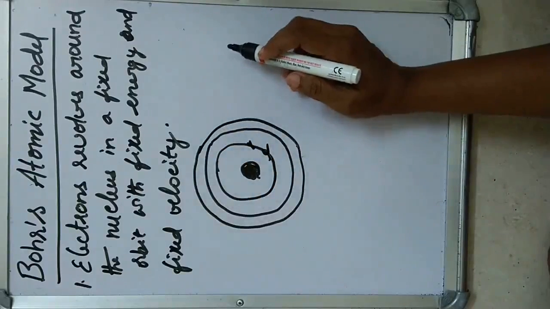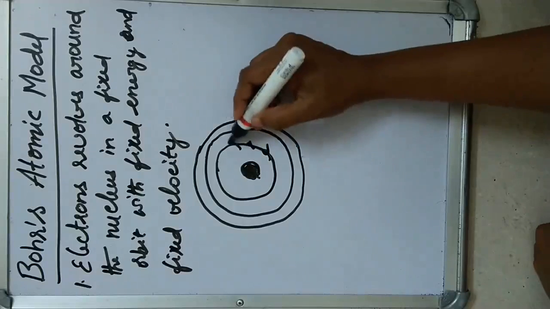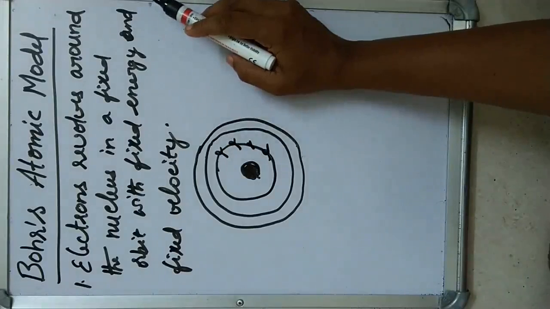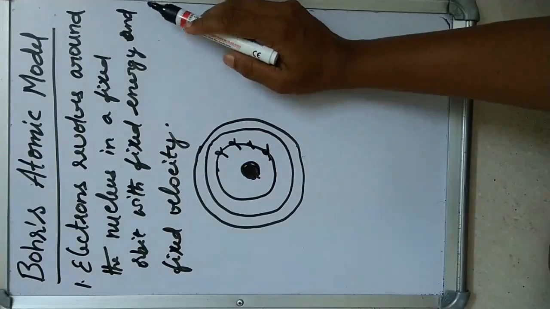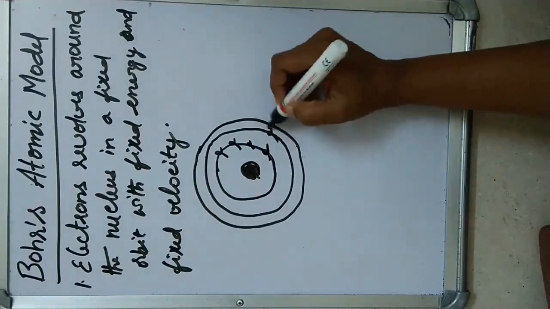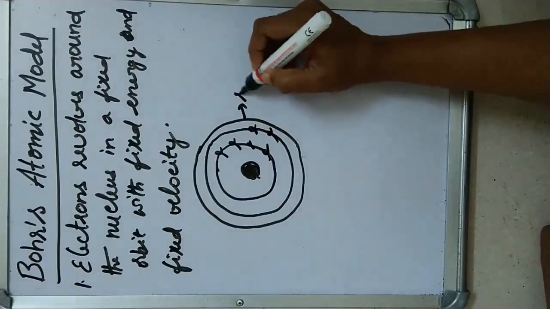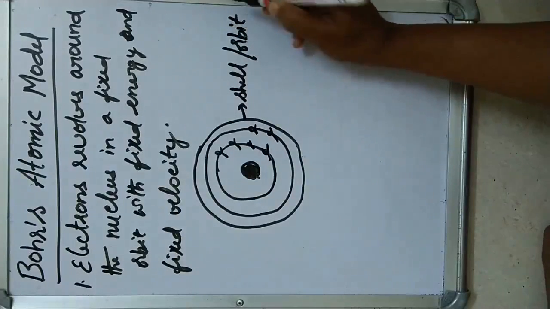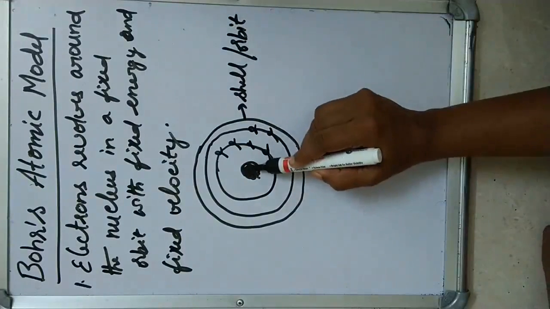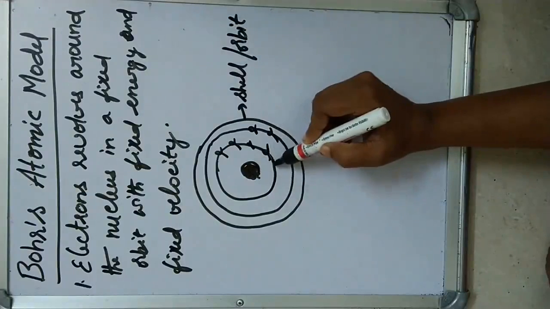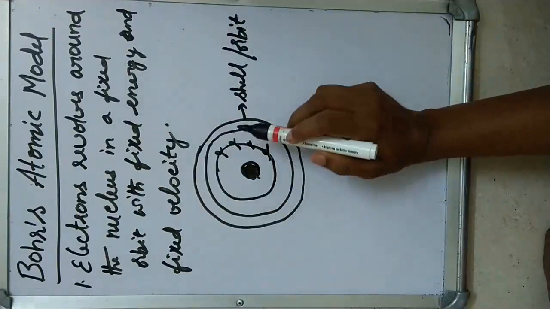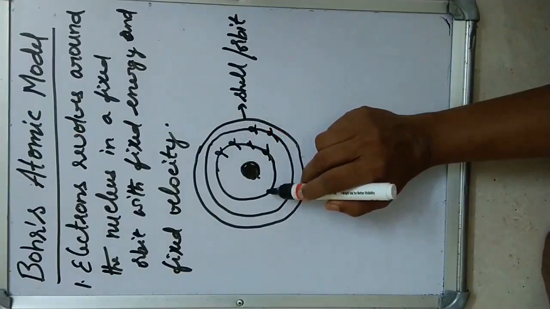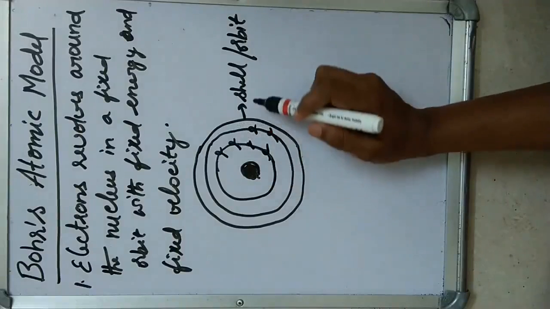It is in a circular path. According to Bohr, the electron revolves around the nucleus in a circular path. That circular path is called an orbit or a shell. So this is an orbit or a shell, and this is the nucleus. Electrons revolve around the nucleus in a fixed orbit with a fixed energy and a fixed velocity.